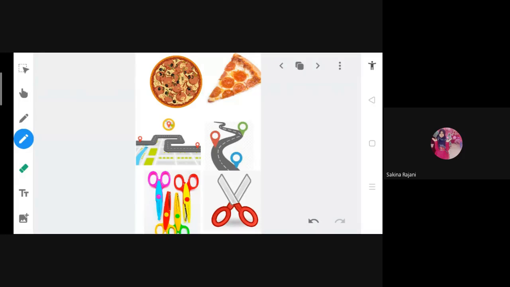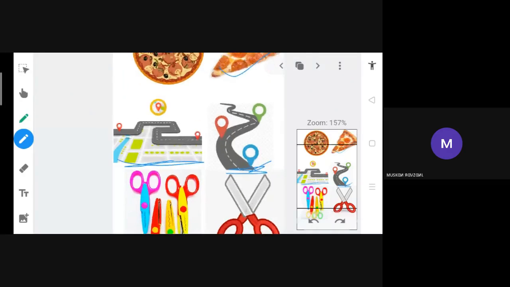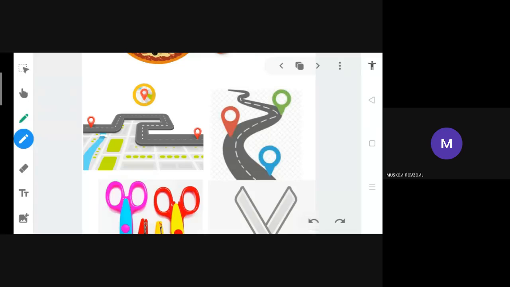Okay, now time is up. So you all can give the answer: from the first to the second picture, full pizza or a piece of pizza. Ma'am, the piece of pizza. Piece of pizza. Now this both road, this is straight road and this is curve road. You know, straight and curved. So tell me which has corner, straight road or that curved road?